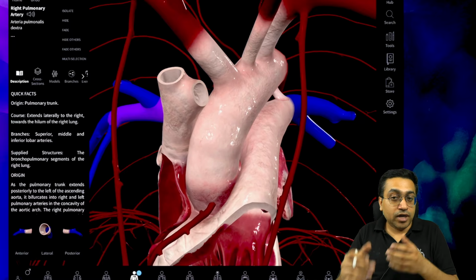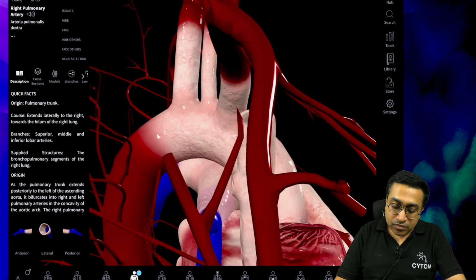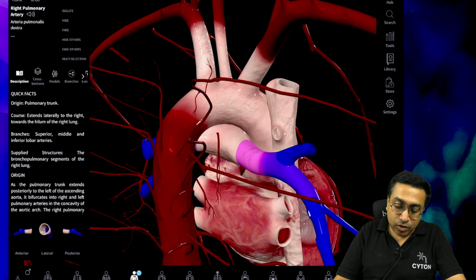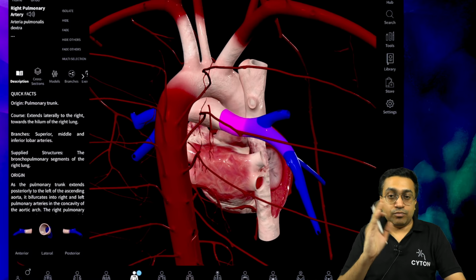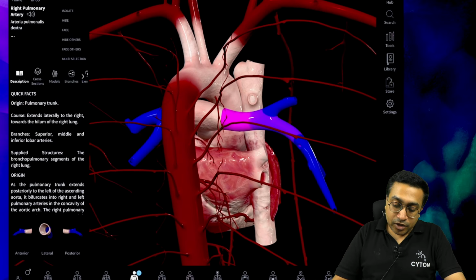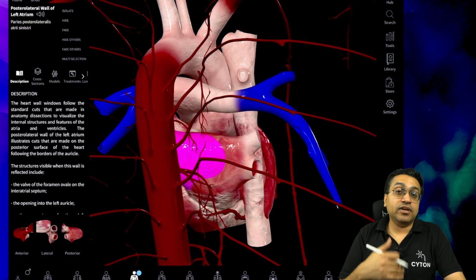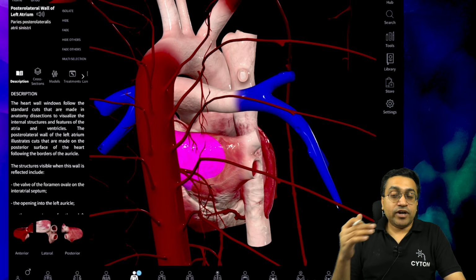Now the blood will get oxygenated, and then what will happen? The blood has to enter back into the heart. Now I have moved to the back side. So now the blood will enter into the heart via which atrium? That is the left atrium, and via the pulmonary veins.